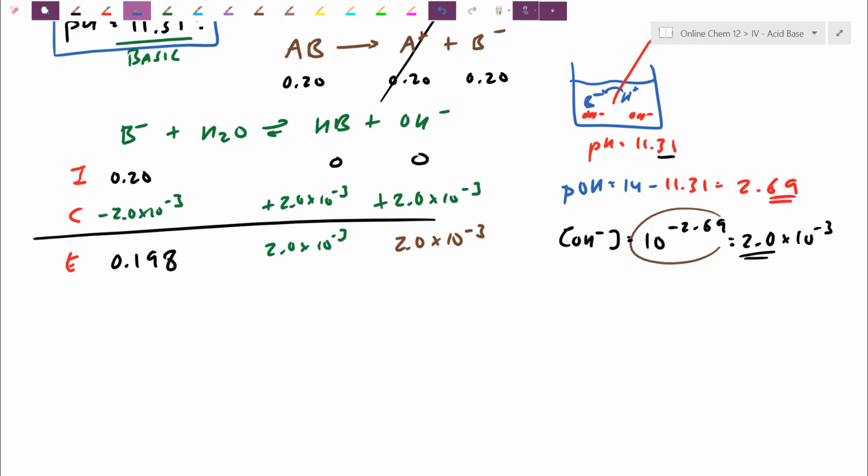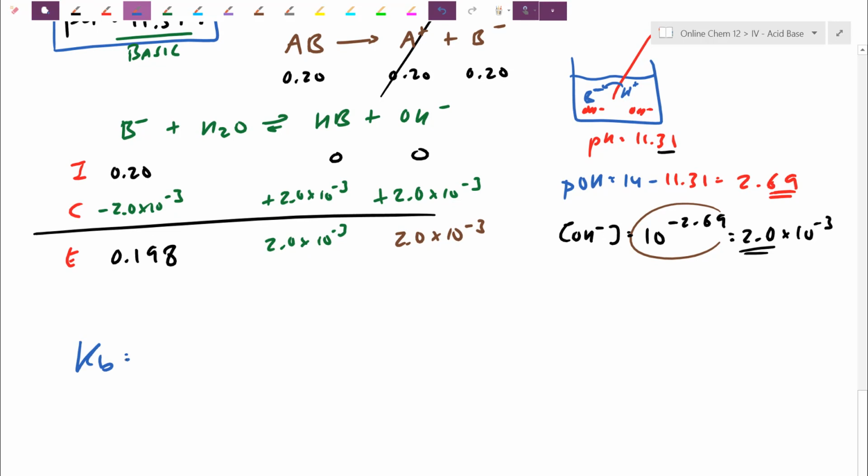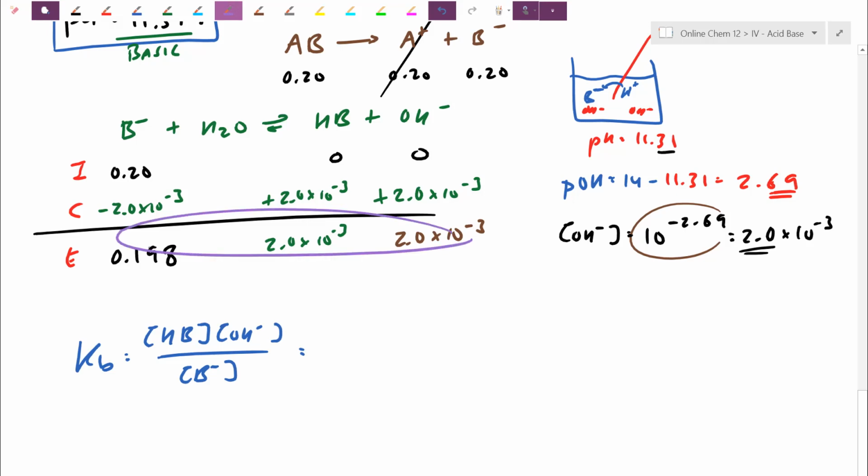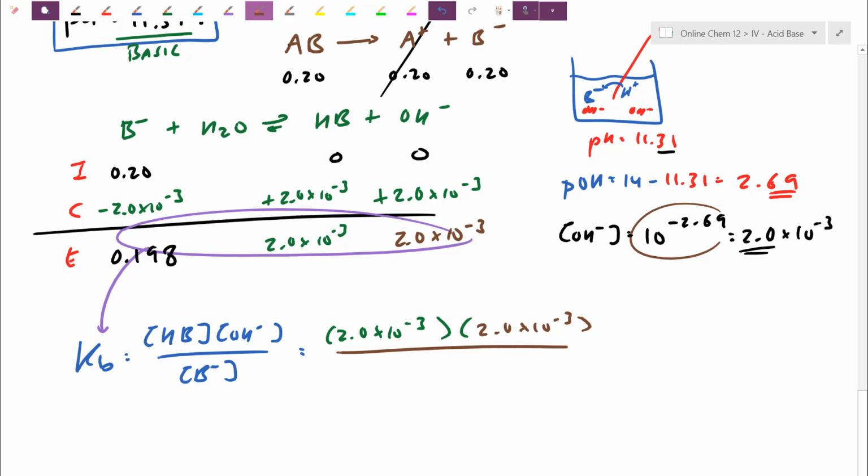We're interested in calculating the Kb value. For Kb, I would still write out the expression: the acid form, HB, times hydroxide, all over B minus. If only I had those three numbers, I can just multiply the tops and divide the bottom, and there we go. I actually have the numbers. Anytime you have this equilibrium row, you can just sub them directly into the Kb expression. So we're going to get on the top 2.0 times 10 to the negative 3, so 0.002, multiplied by the same number, 2.0 times 10 to the negative 3, all over the B minus.